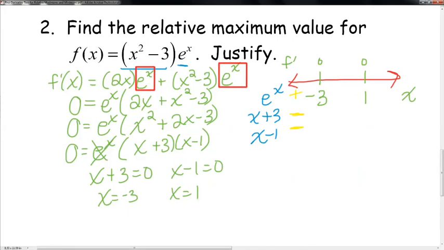Alright, let's find a number between negative 3 and 1. Let's say 0. That's easy. E to the 0 is 1, so that's a positive number. 0 plus 3 is positive. 0 minus 1 is negative. And then finally, let's pick a number greater than 1. Let's say 2. E squared is going to be positive. 2 plus 3 is positive. 2 minus 1 is positive. So I have 2 negatives and a positive that makes a positive. I have 2 negatives and 1 positive that makes a negative. And then 3 positives makes a positive.